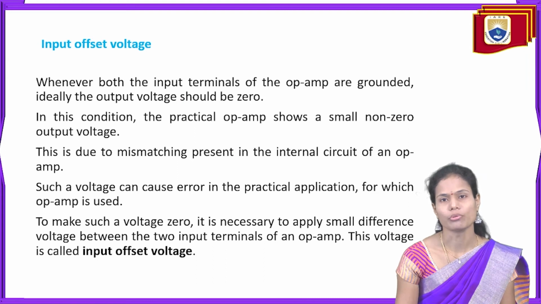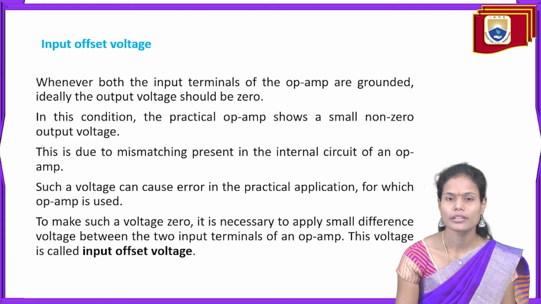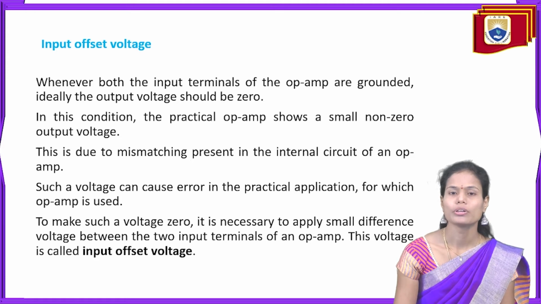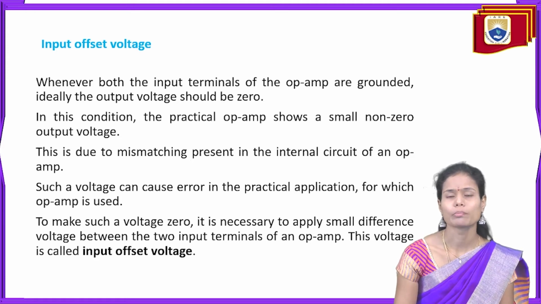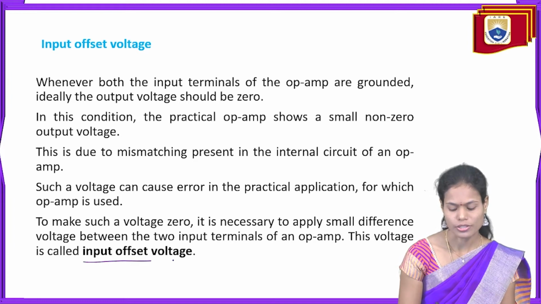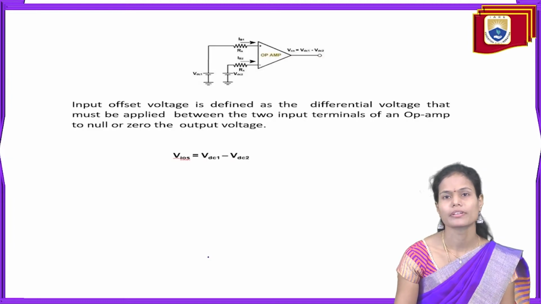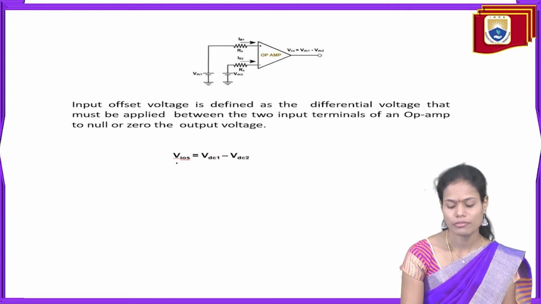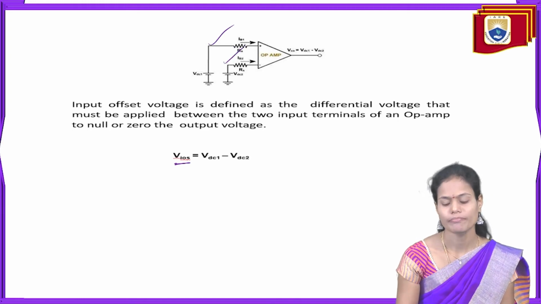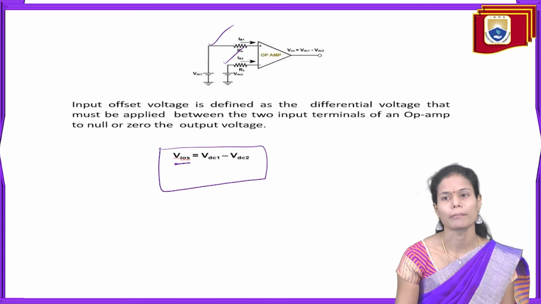And next, input offset voltage. Generally, whenever both the input voltages are 0, the output voltage must be 0 in the case of an operational amplifier. But in the practical case, instead of 0, we get some output voltage. In order to nullify that voltage, we apply some small differential voltage between the two terminals of the operational amplifier to make the output 0. That voltage we call the input offset voltage. We represent it with VIOS, the difference of the two voltages at the inverting and non-inverting terminals of the operational amplifier.